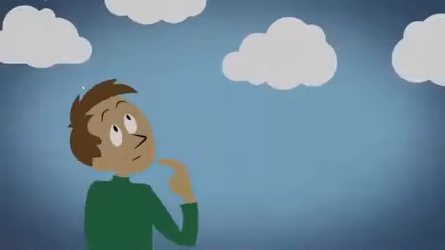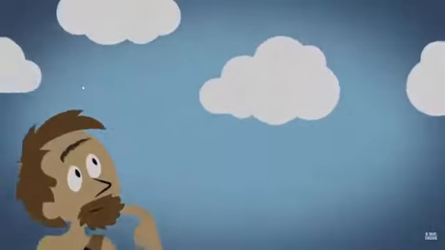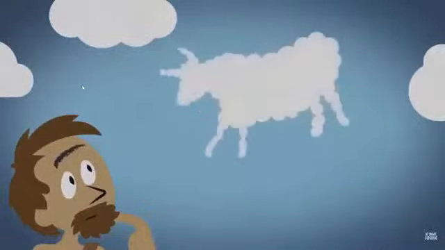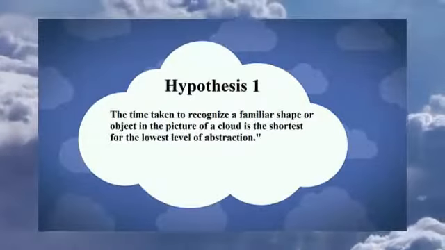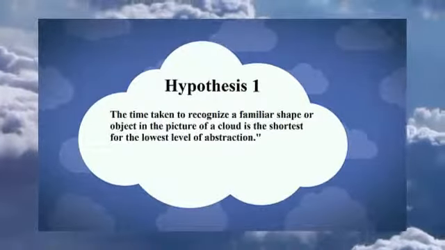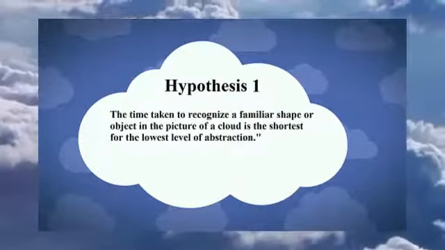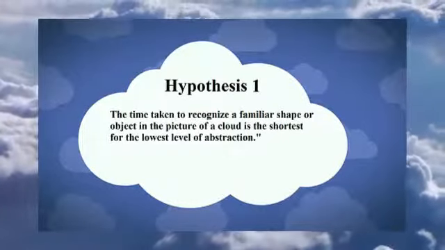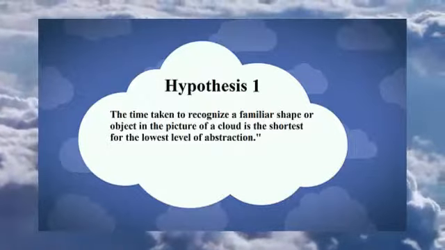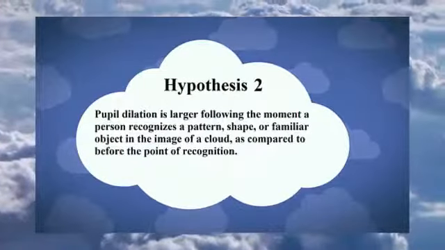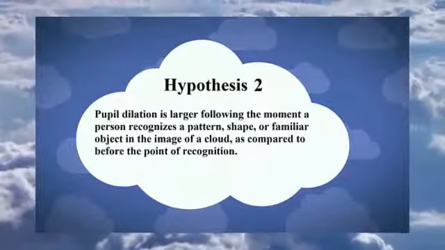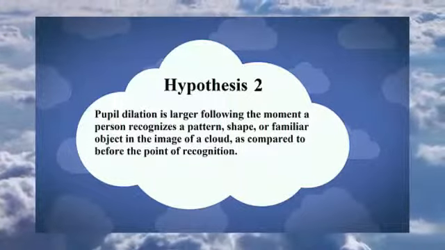People have looked at clouds since people have been people. They always use their imagination to see them as familiar objects like animals and humans. First, we hypothesized that the time taken to recognize a familiar shape or object in the picture of a cloud is the shortest for the lowest level of abstraction. This means that the more clearly the object was depicted, the less time it would take for the observer to recognize it. Second, we hypothesized that the pupil diameter is larger following the moment a person recognizes a familiar shape or pattern in the picture of a cloud, compared to the point before recognition.